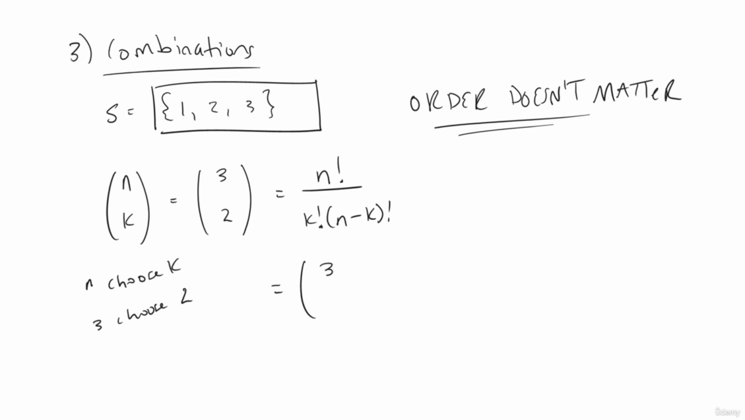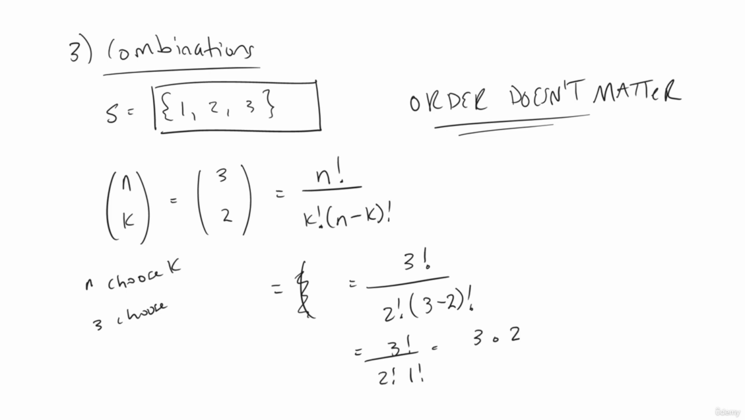It's going to be 3 factorial divided by 2 factorial times 3 minus 2 factorial. And 3 factorial is going to be 3 times 2 factorial, and then 1 factorial. And one of the cool things about factorials is that this top is equal to this, and the bottom is equal to this.